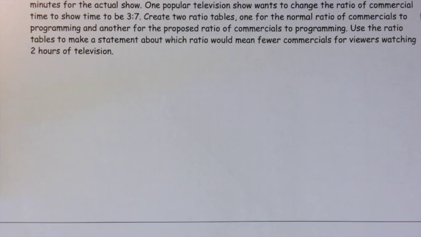Most television shows use 18 minutes of every hour for commercials, leaving the remaining 42 minutes for the actual show. One popular television show wants to change the ratio of commercial time to be 3 to 7. Create 2 ratio tables, one for the normal ratio of commercials to programming, and another for the proposed ratio of commercials to programming. Use the ratio tables to make a statement about which ratio would mean fewer commercials for viewers watching 2 hours of television. We're going to break this question apart first.